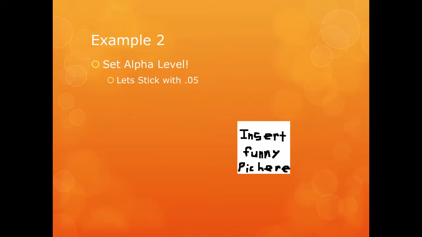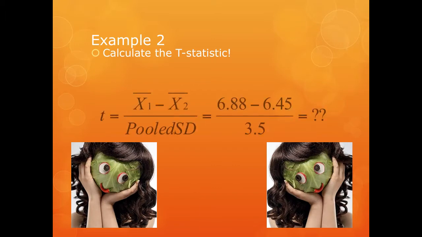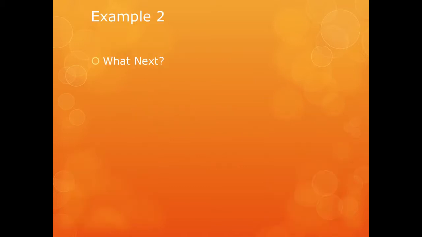Our alpha level, once again, is going to be 0.05. Our formula, we plug in the information, right? Remember the mean of the one group was 6.88, the mean of the other group was 6.45, and the pooled standard deviation was 3.5, okay? Our t-statistic is 0.12, okay? I would definitely try to do those without looking at the answer, so give it a shot on your own to make sure that you're able to plug in the information in the right place.